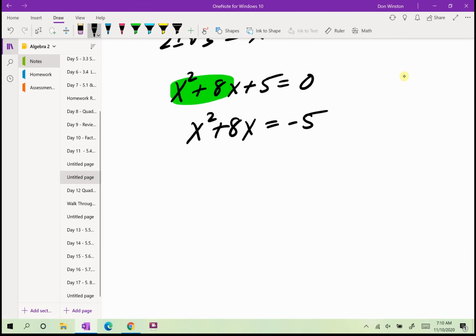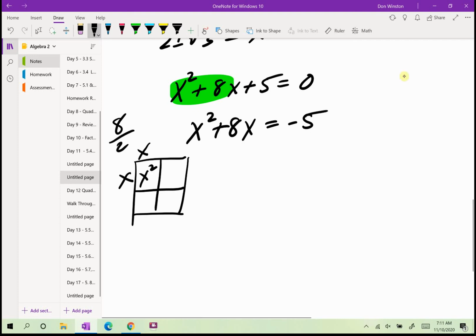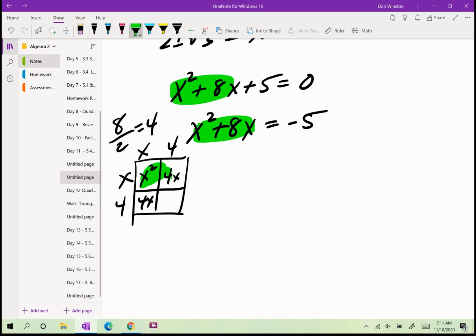Now complete the square. So again, I'll just draw completing the square. So here's my x, and there's my x squared, and then I have a positive 8. I'll take 8 and divide it by 2, and that would be 4. So 4 and 4. So there's my 4x and 4x, and that gives me my x squared plus 8x. But then when I complete the square, I'll add 16. So I need to add 16 to both sides.